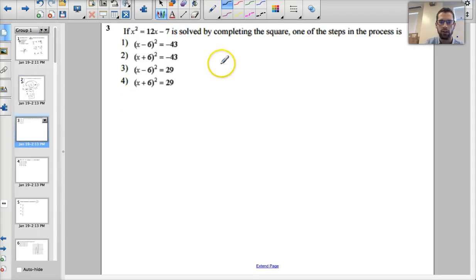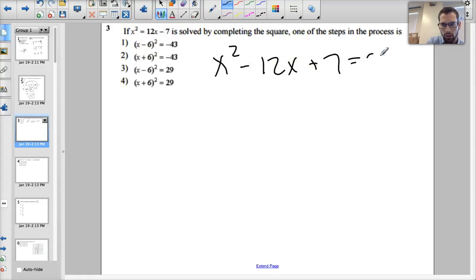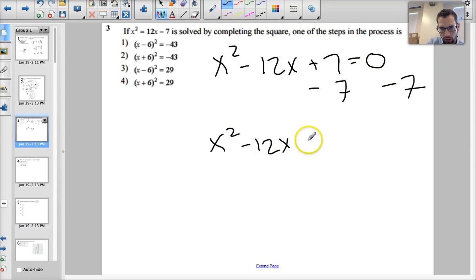Number 3, it's asking us to solve by completing the square. So the first thing I'm going to do is get everything on one side. So it's going to be x squared minus 12x plus 7 equals 0. I'm going to subtract my c term. X squared minus 12x equals negative 7. And then I'm going to divide my b term by 2.